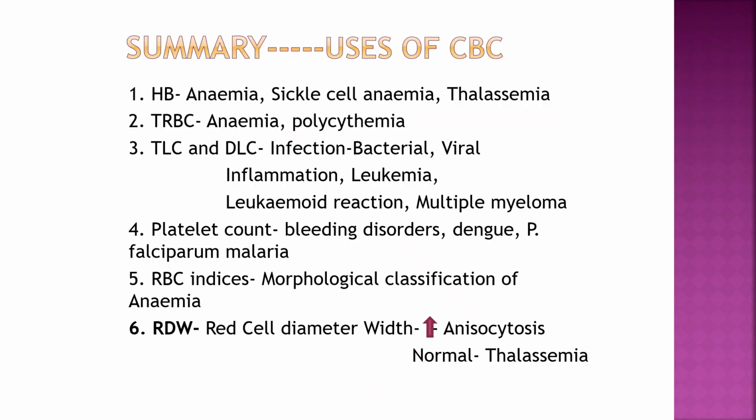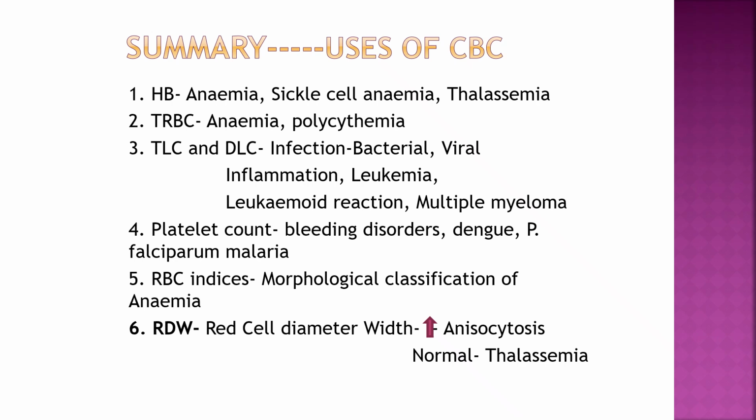So to summarize the uses of CBC, that is complete blood cell count. Hemoglobin helps to know the anemia and which type of anemia, it can be sickle cell anemia, thalassemia, megaloblastic anemia, iron deficiency anemia. Then total RBC count helps in knowing the anemia, polycythemia, and then different RBC morphologies. Then total leukocyte count and differential leukocyte count help to know the infection, inflammation, leukemoid reaction, multiple myeloma or leukemia. Platelet count helps in bleeding disorders like dengue or falciparum malaria.